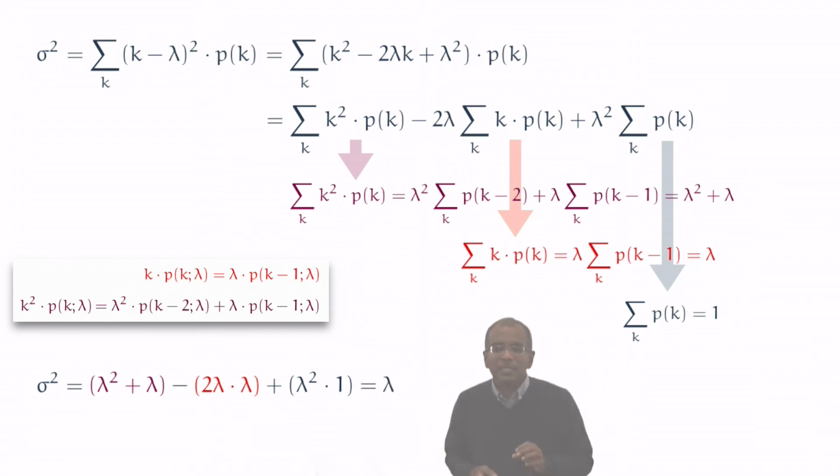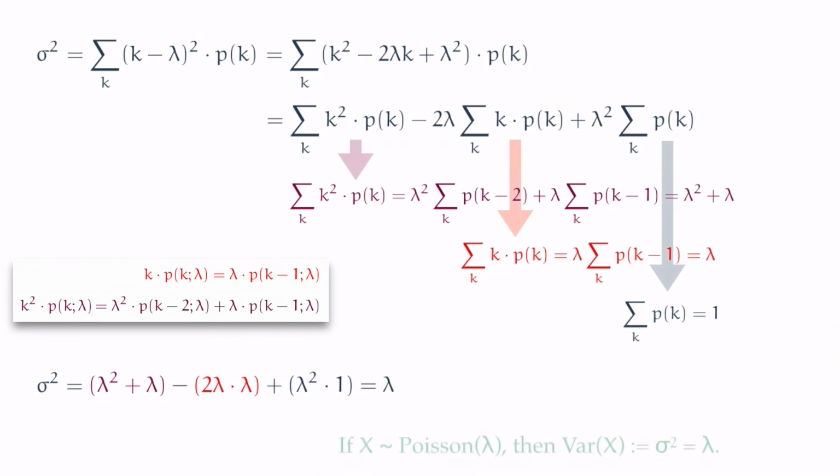Let's quickly summarize. If x is a Poisson chance variable, then its variance is exactly the Poisson parameter, lambda. At this point, we've discovered all the basic features of the Poisson distribution.